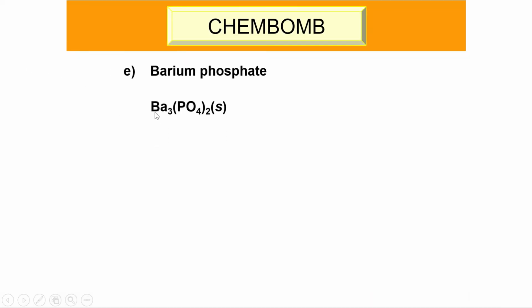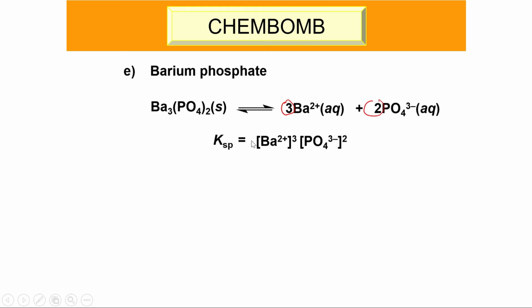And then we have barium phosphate. The chemical formula is Ba3(PO4)2, in equilibrium with its ions. Its ions are Ba2+ and PO4 3-, and then you need to balance. For Ba we have 3, and for PO4 we have 2. Next, it's time for writing the Ksp expression. Ksp equals the concentration of its ions. The ion is Ba2+, so the concentration of Ba2+ to the power of 3 because the stoichiometric ratio is 3, times the concentration of the other ion, the anion, PO4 3-, to the power of 2 because the stoichiometric ratio is 2.